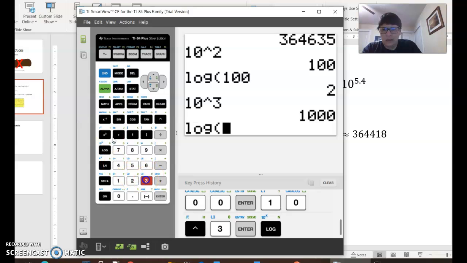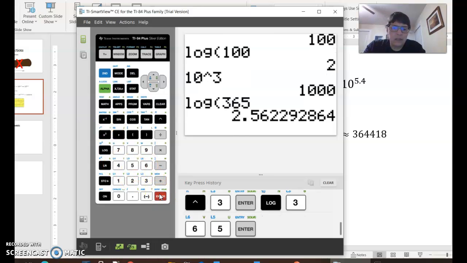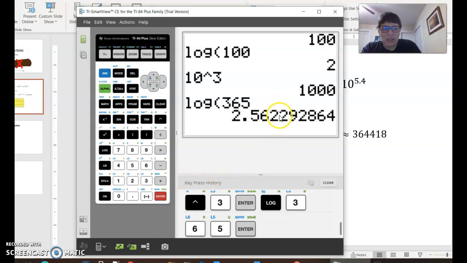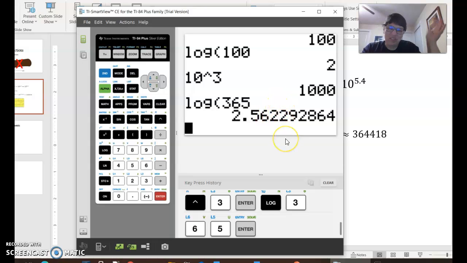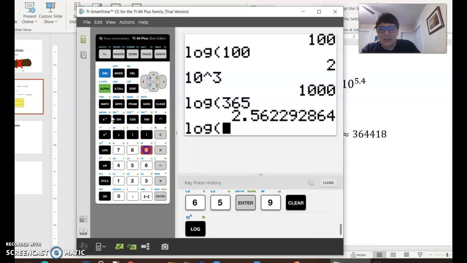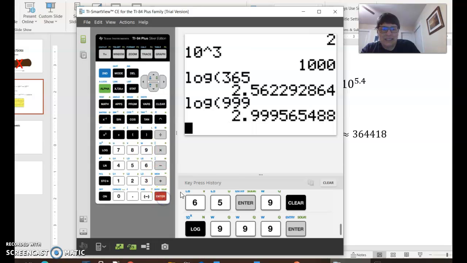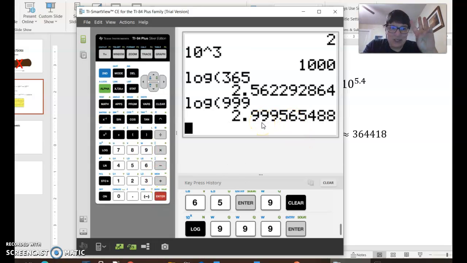See, 10 raised to the 3rd power is 1,000, but I don't know what 365 is. So I said log 365, enter. And you can see that I had some severe rounding error because I just stopped right here at 562 and chopped the rest of it off. And then log of 999 is something that's really close to 3, you notice, because 999 is really close to 1,000. And I actually went out an extra decimal because of the rounding, because if I started rounding here, I just have 3, and that's not quite what I was looking for.